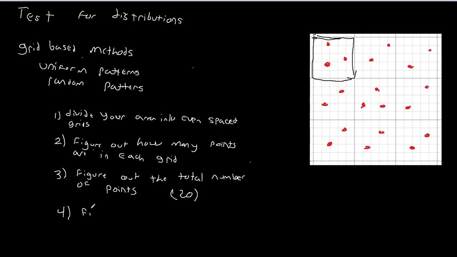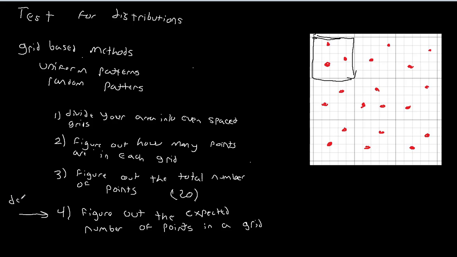Step 4, figure out the expected number of points in a grid. And so this is where you have the different methods: uniform, random. This step right here is going to depend on the test. Hopefully that makes sense.